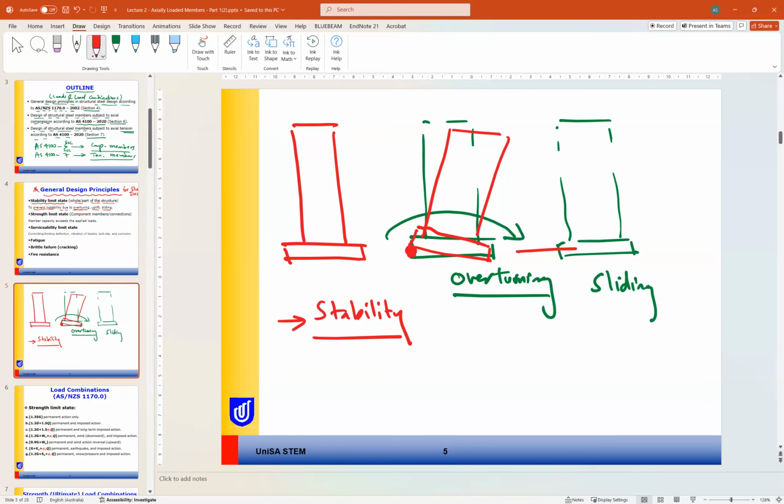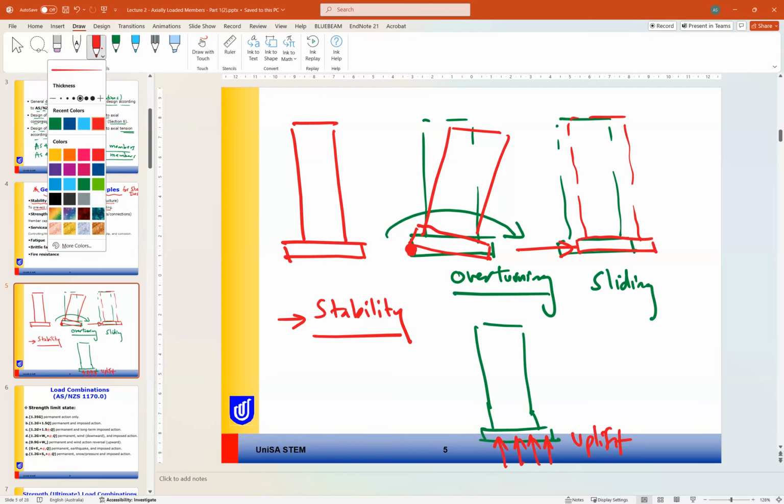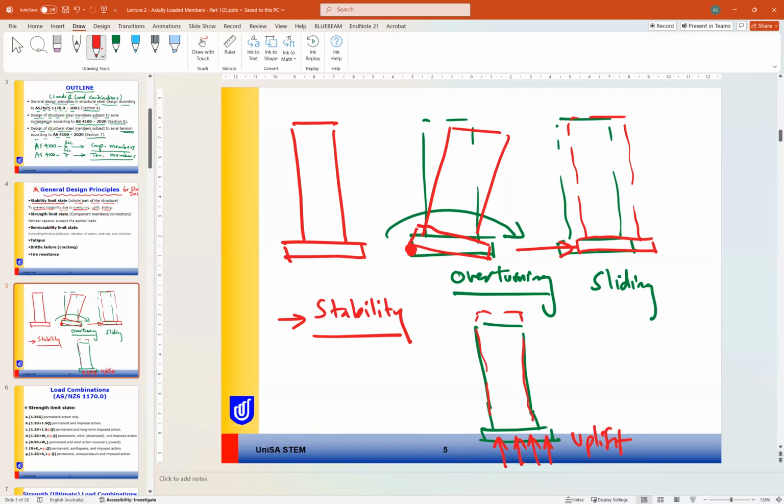Sliding means if we have strong forces like earthquake or wind or something, the building slightly slides. The third issue we can face is uplifting. For example, if we have strong forces from below, an uplift force, we may have a problem of uplifting to this structure.